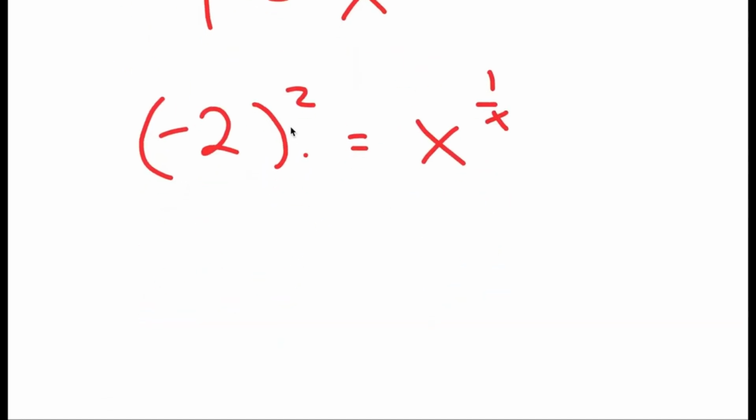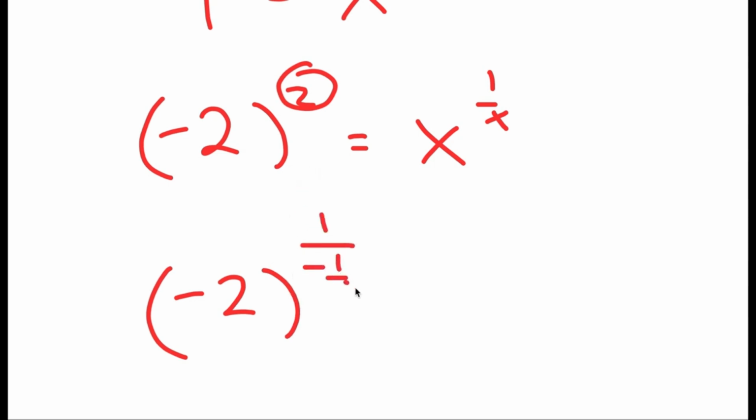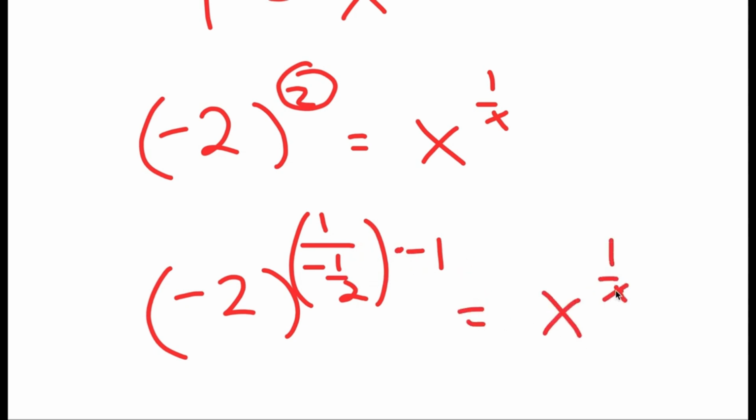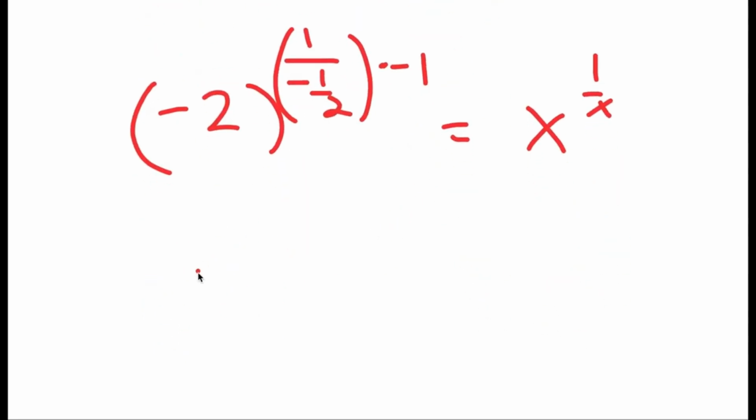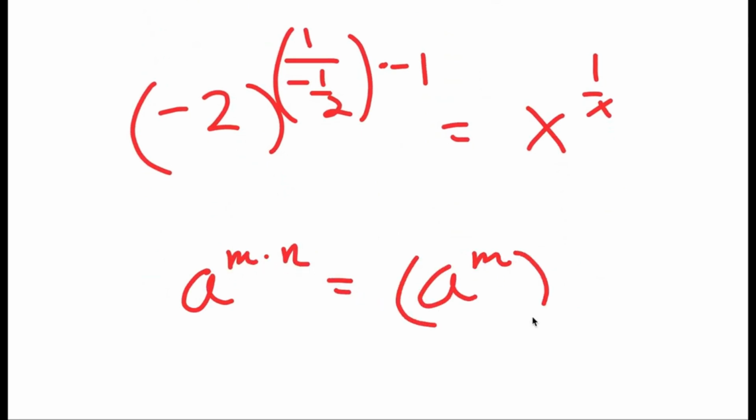And 2, our exponent here, I can rewrite as 1 over negative 1/2. And I have this times negative 1. So I have 1 over negative 1/2 times negative 1. And remember, if I have something in the form a to the power of m times n, this is equal to a to the power of m to the power of n.